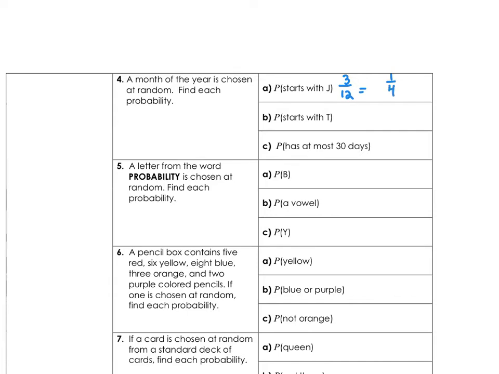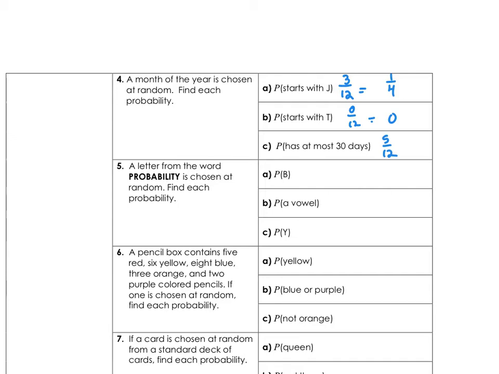How about how many months start with the letter T? Hopefully you're thinking, Mrs. Marsh, there are none. And you're right. So you would get 0 out of 12, which simplifies to 0. The probability is 0. It's not going to happen if you try to find a month that starts with the letter T. How many months have at most 30 days? So how many months are there that do not go over 30 days? Well, there are 5 out of the 12. I'll just give you that one. That one's kind of hard. I can never remember. I have to look at a calendar every time.